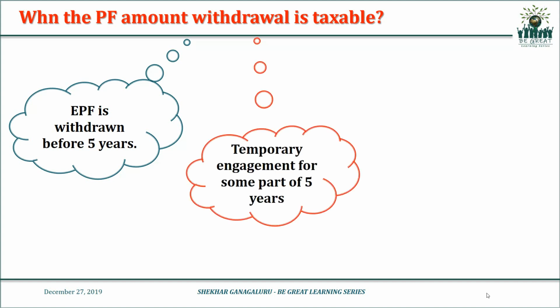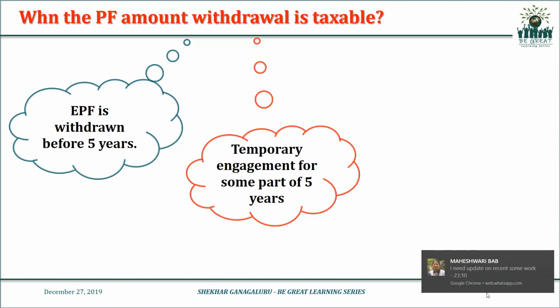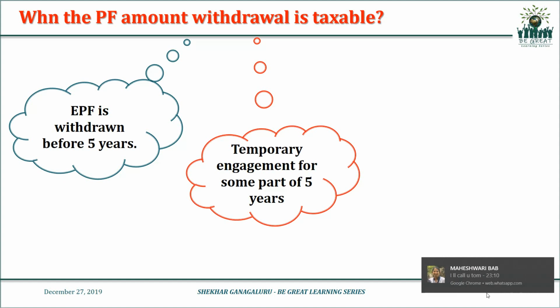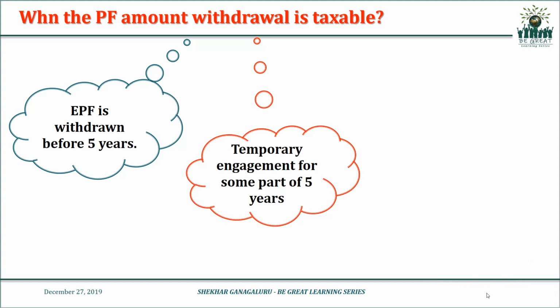The second condition when the PF amount is taxable: temporary engagement for some part of 5 years. Say an employee is engaged as a trainee as per the certified standing orders of the company for a certain period. During this period, the employer is not liable to pay PF. After completion of the training, the trainee becomes an employee and becomes a member of the EPF. After becoming an employee, he resigns and leaves the job. His total years of experience including the training period is 5 years. In such case, he is not eligible to get income tax benefit for the PF withdrawal.